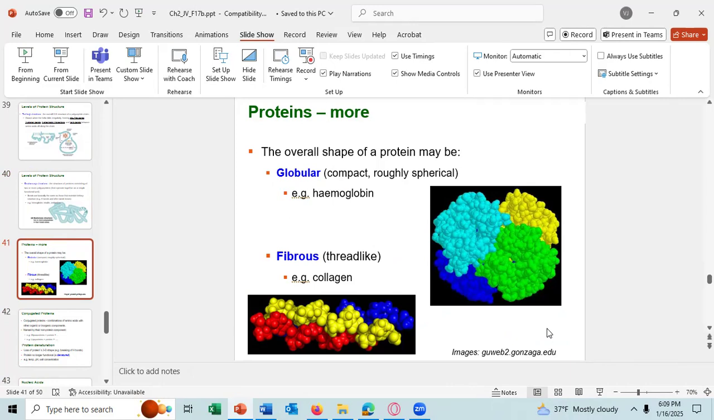A little more, we're going to talk about proteins. You can discuss the overall shape of a protein, and we say proteins are globular if the protein is roughly spherical. The protein is compact. Most enzymes, actually all hemoglobin, we call them a globular protein. You can have a protein which is fibrous, and that protein is thread-like. Collagen is an example of a fibrous protein. Some structural proteins are fibrous.